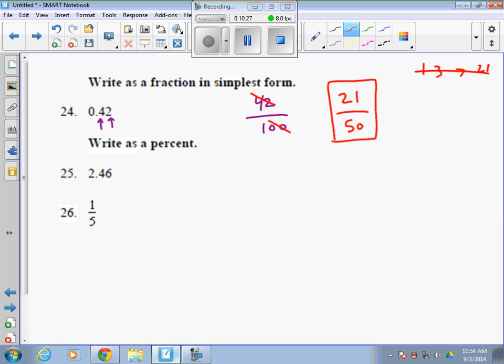2.46 written as a percent. Remember, in order to make a percent, you have to move the decimal 2 places to the right. Once, twice is 246%.